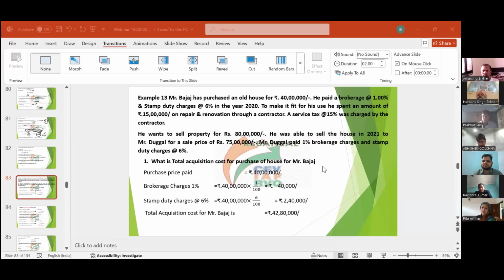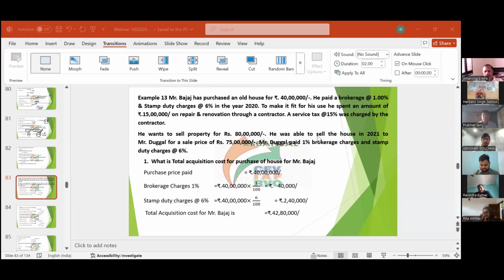Mr. Bajaj has purchased an old house for rupees 40 lakh. He paid a brokerage at 1% and stamp duty at 6% in the year 2020. To make it fit for his use, he spent an amount of 15 lakh on repairs and renovation through a contractor. A service tax of 15% was charged by the contractor. Now he wants to sell the property for 80 lakh.